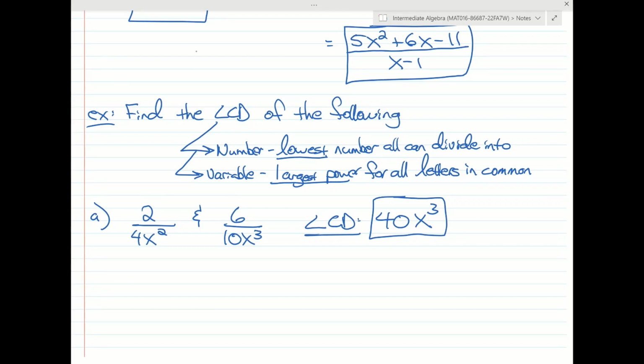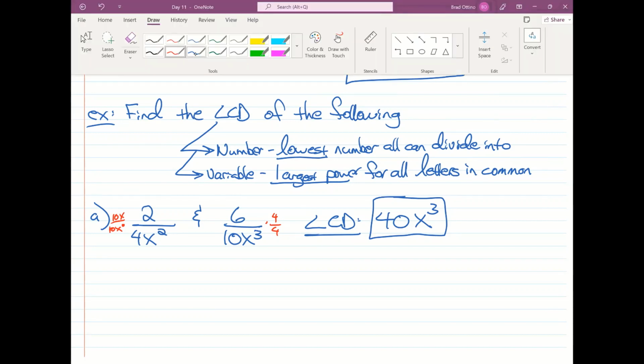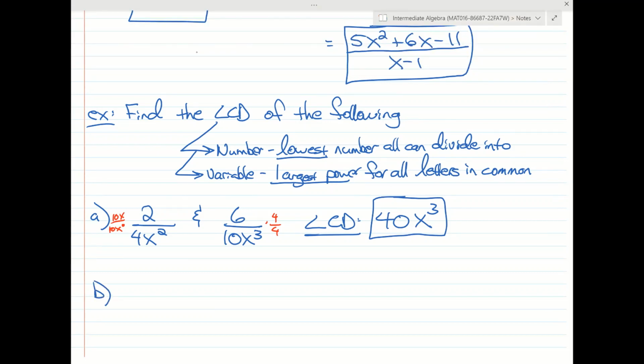What we would do to get the least common denominator for these fractions is we'd multiply this by 10x and this by 10x, and we multiply this by 4 over 4. That would give us the least common denominator of 40x to the third for both fractions. All right, let's take a look at 2 over x plus 3 and 3 over x minus 4.